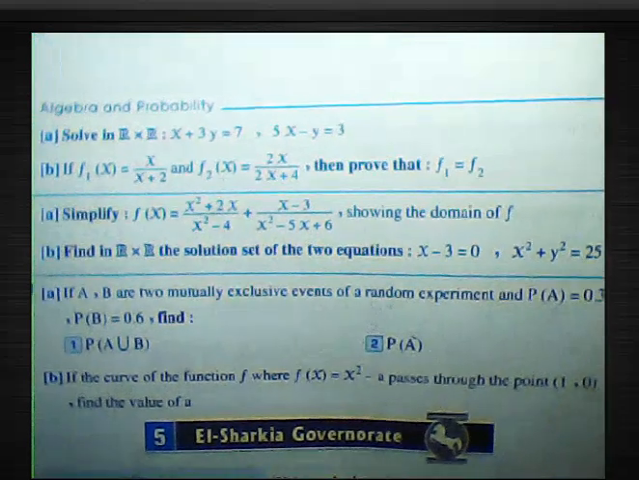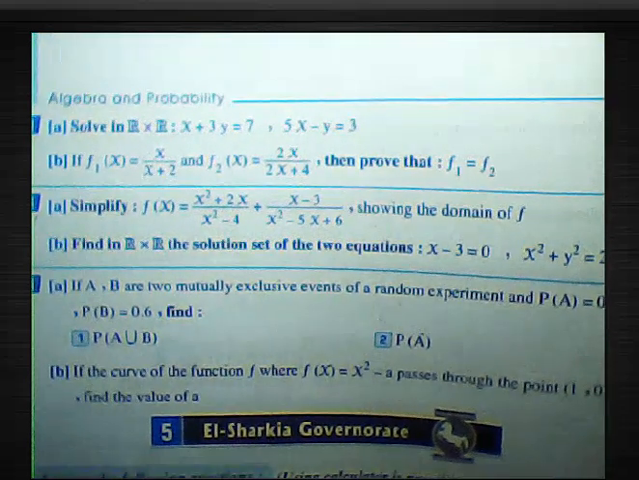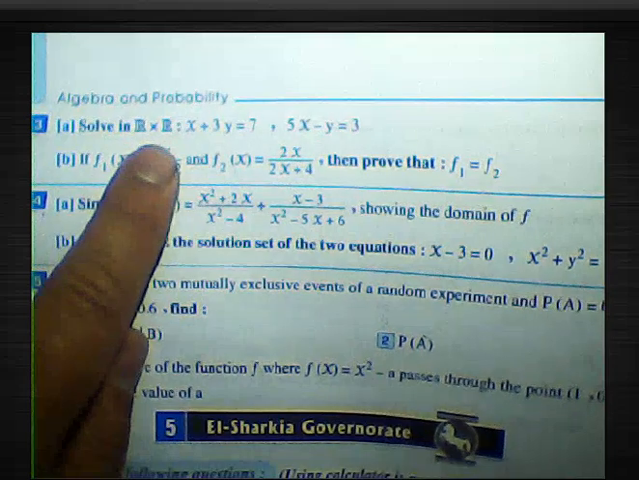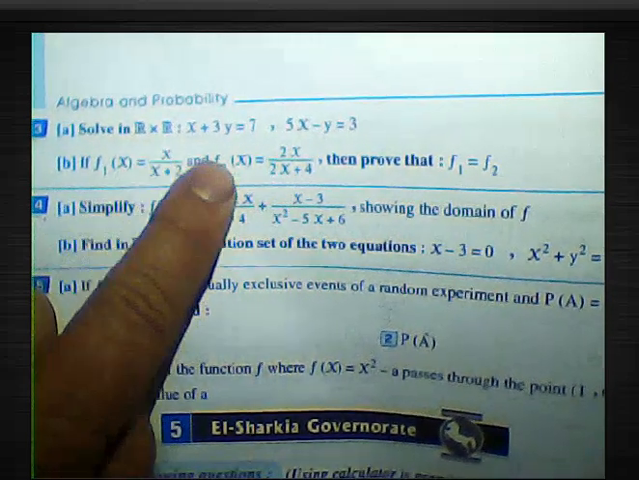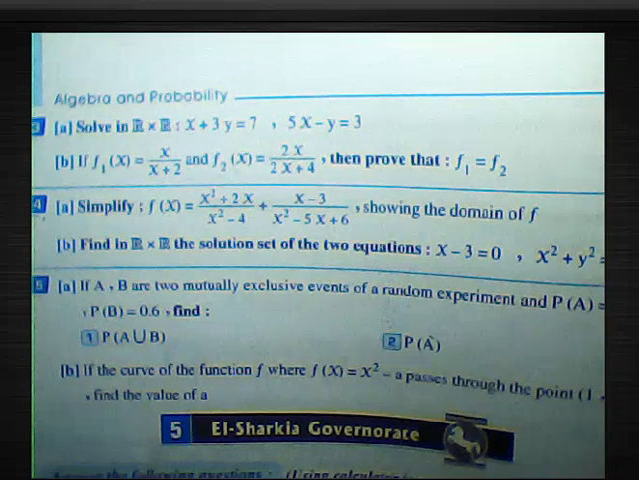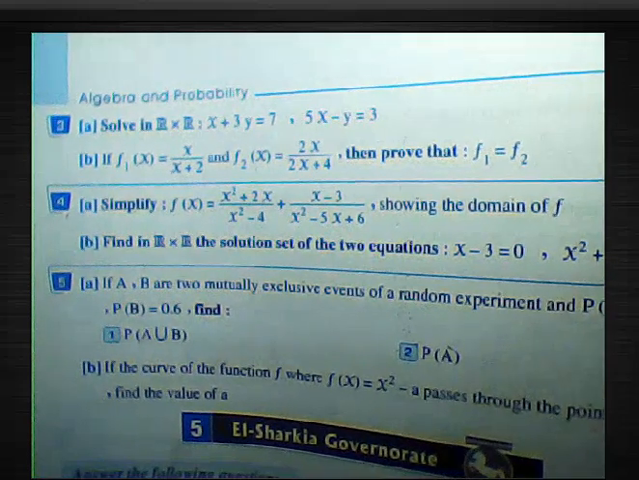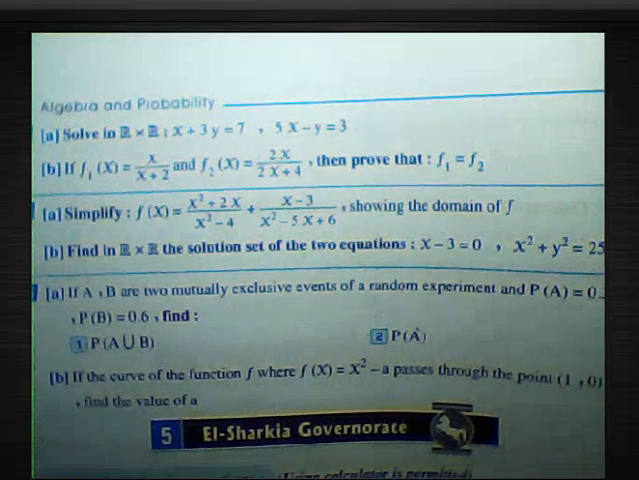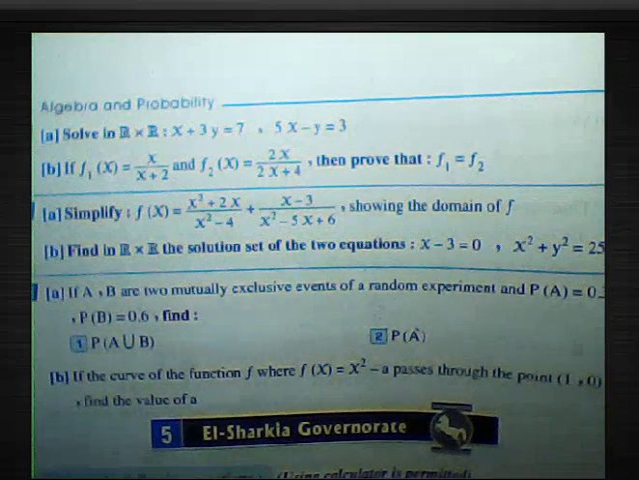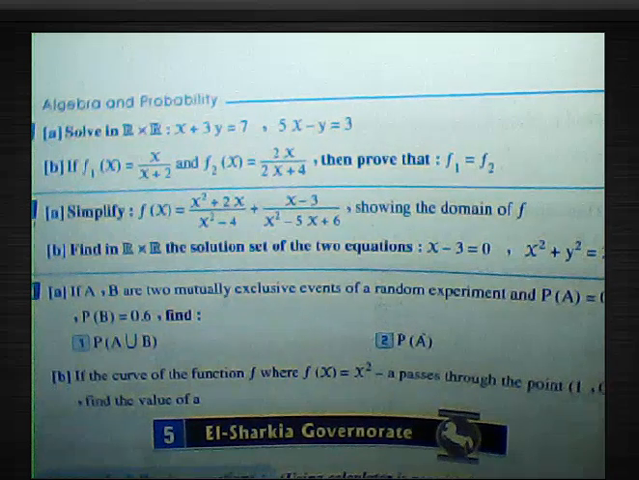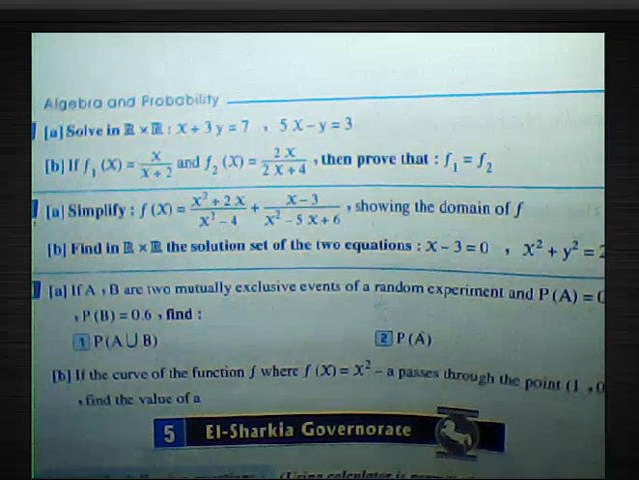Next question here. Solve in R: x plus 3y equals 7 and 5x minus y equals 3. He asked about the solution set. We have two equations. We can solve this example by two methods.